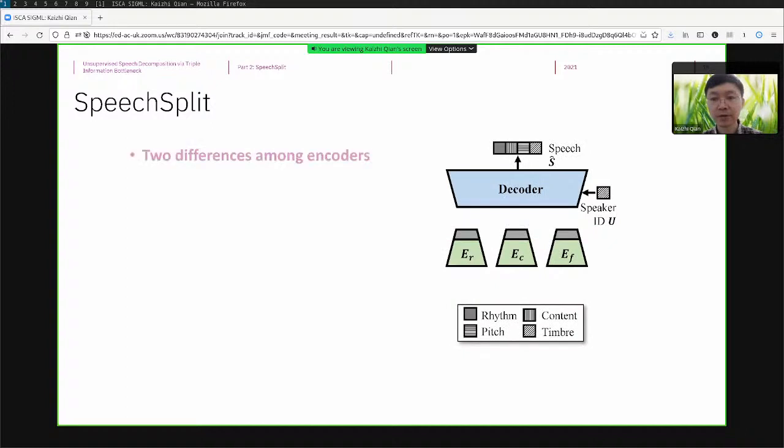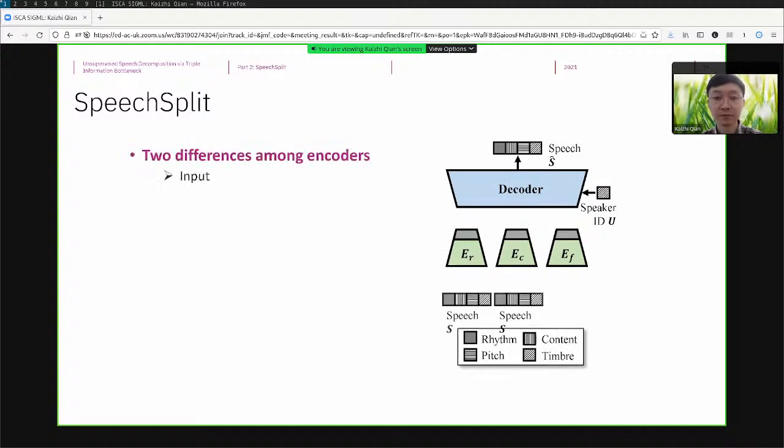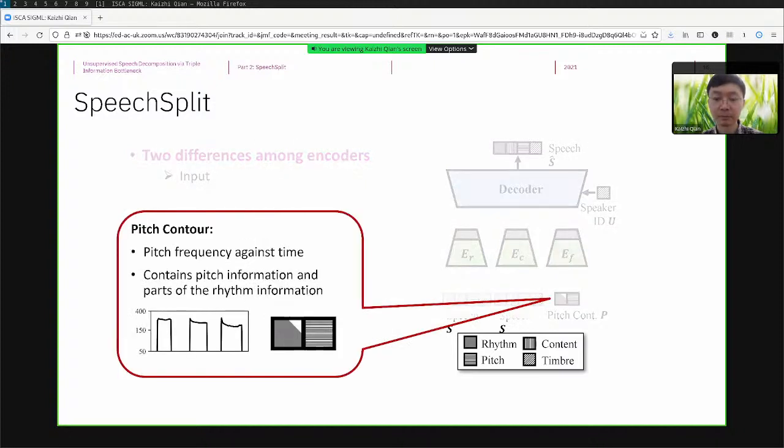The 3 encoders are almost the same, except for 2 differences. The first is that the input to the rhythm and the content encoder is speech, but the input to the pitch encoder is the pitch contour. Since it contains both pitch and rhythm, we use the pitch block and the rhythm block to denote pitch information. Notice that the rhythm block is missing a corner because the pitch contour does not contain all the rhythm information.